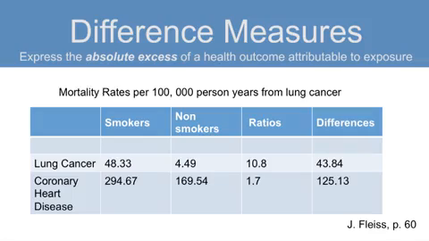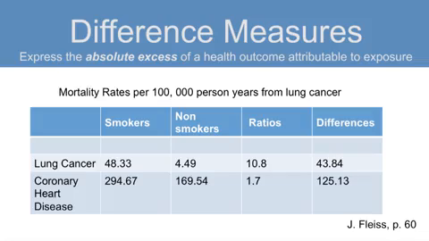This table shows us the base rates of death from cardiovascular disease, which are 294.67 in smokers and 169.54 in non-smokers in the population, are much higher than the base rates of death from cancer, 49.33 and 4.49 in the population. The risk difference for smoking and coronary heart disease is also considerably larger, 125, than the risk difference for smoking and lung cancer, 43.84.